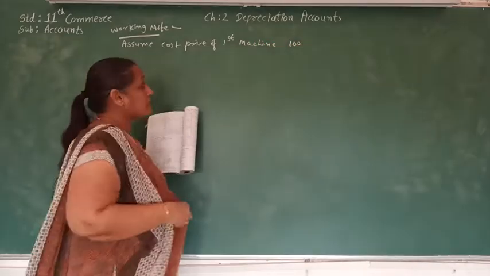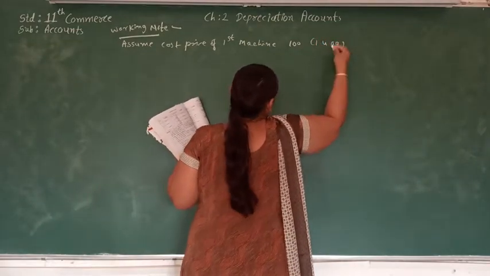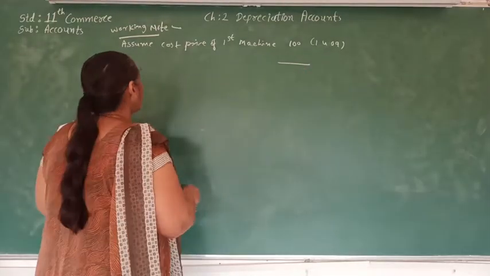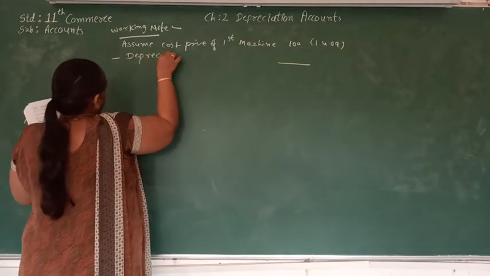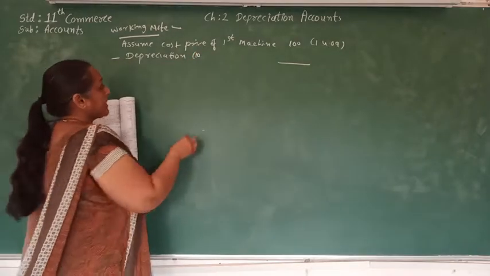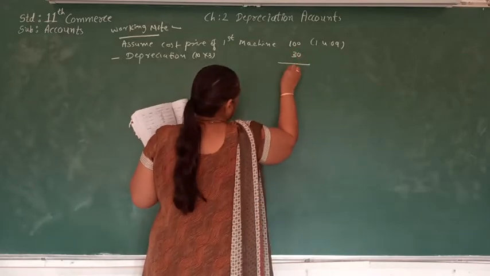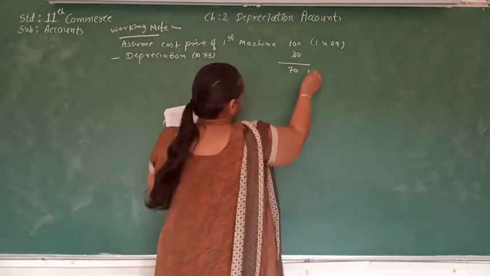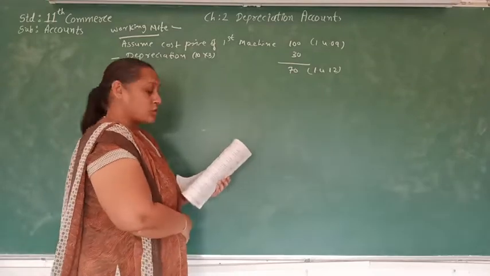Now, this machine was purchased on 1/4/9, and now the book value of that machine we have to find out, and for that we have to deduct the depreciation for the 3 years, and the depreciation for the 3 years at the rate of 10% will be 10 into 3, so that is going to be 30. So 70 will be the book value as on 1/4/12. So from that we are able to find out the cost price of the machine.